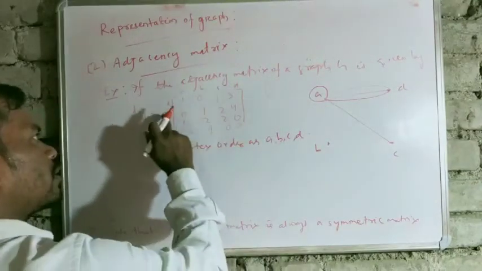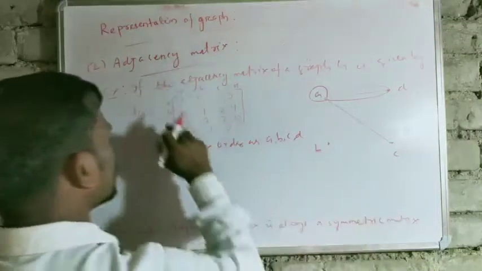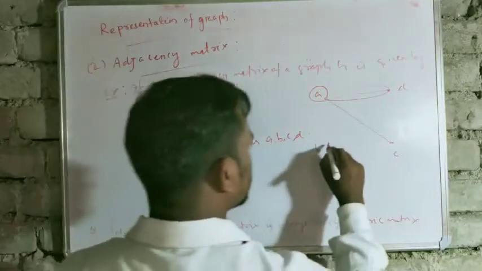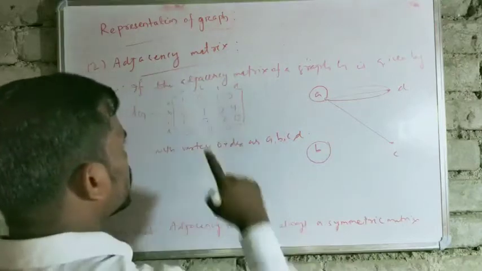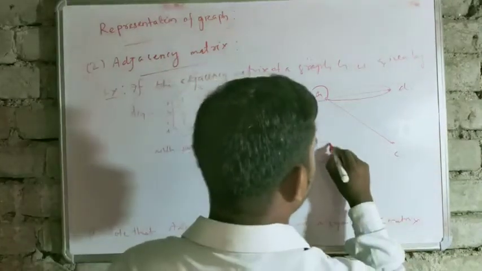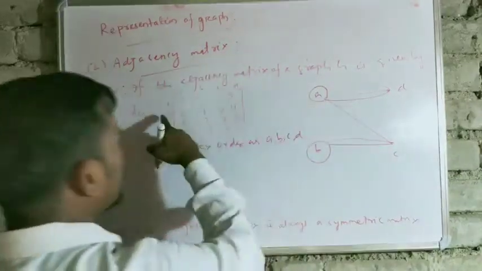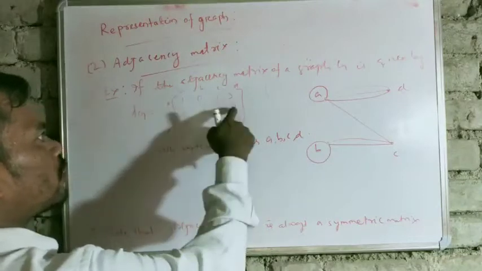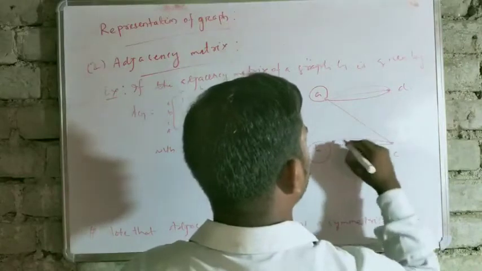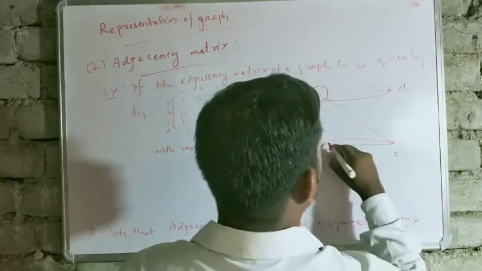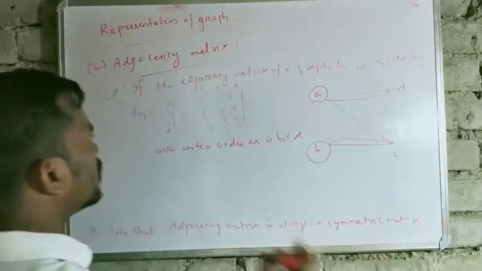Second row. Now B to A, no edge. B to B, 1 edge, that means there is a loop here. Then B to C, 2 edges are there. This is 1 edge, this is another edge. So B to C, 2 edges, and B to D, 4 edges. This is number 1, number 2, number 3, number 4. Okay, 4 edges are there.